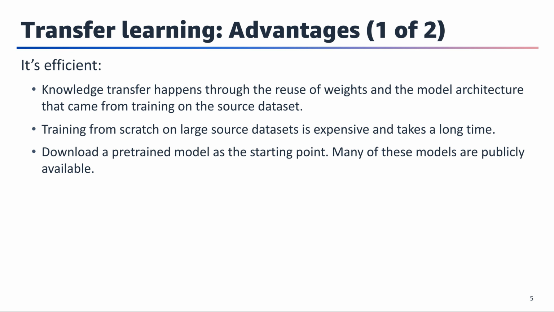Transfer learning offers significant advantages in terms of efficiency. Knowledge transfer happens through the reuse of weights and the model architecture that came from training on the source dataset. Training models from scratch on large source datasets is expensive and time-consuming. With transfer learning, you can download a pre-trained model as the starting point, leveraging the knowledge it has already learned. Many of these pre-trained models are publicly available, allowing you to save time and computational resources.